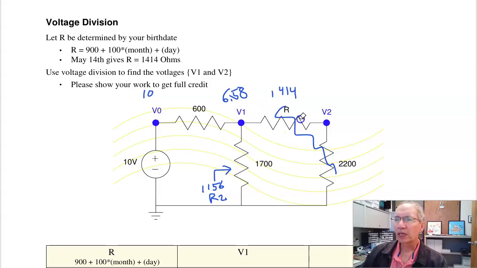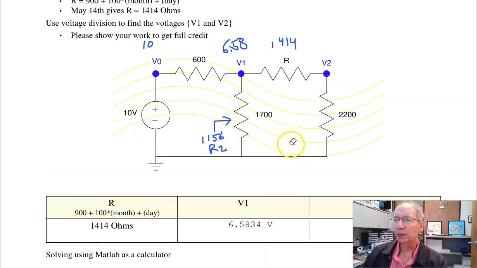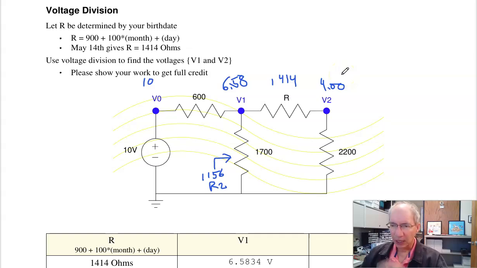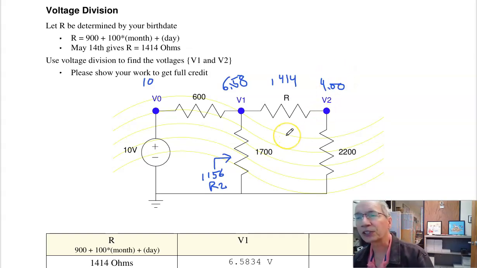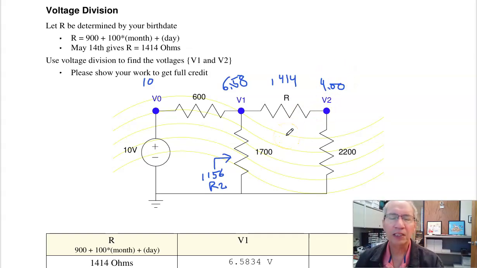Once I have V1, I need to find V2. So that again is voltage division. 2200 over the total times V1 gives you V2, 4.00 volts. And note, on tests you need to show your work. Another way to solve is to put this in a circuit lab and tell it to solve. That doesn't really show that you know how to do voltage division. You've got to show your work. You can't just put down the right answer.